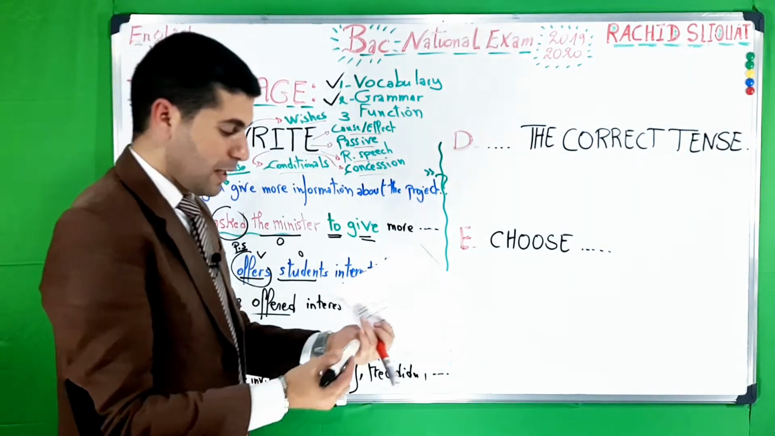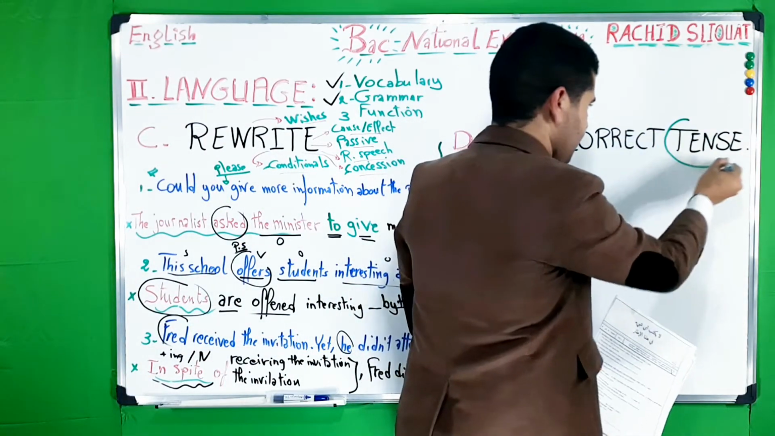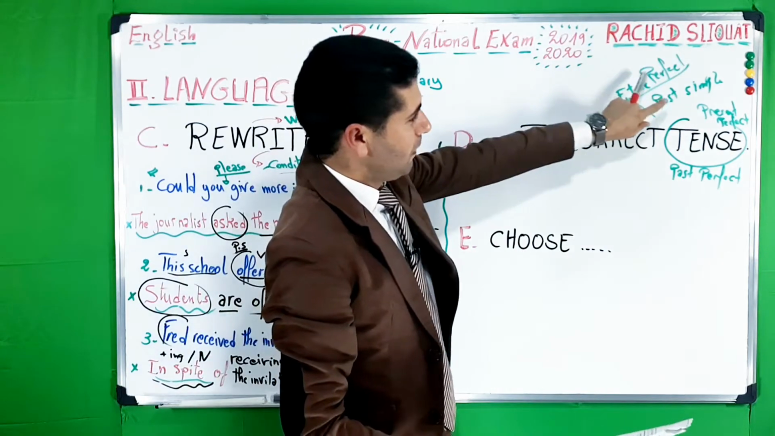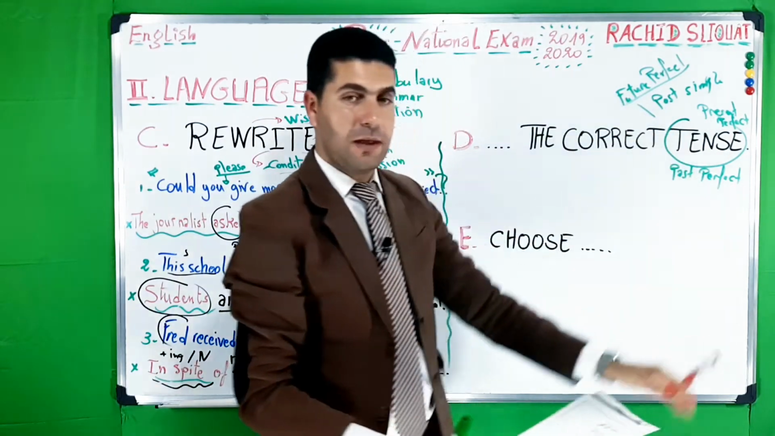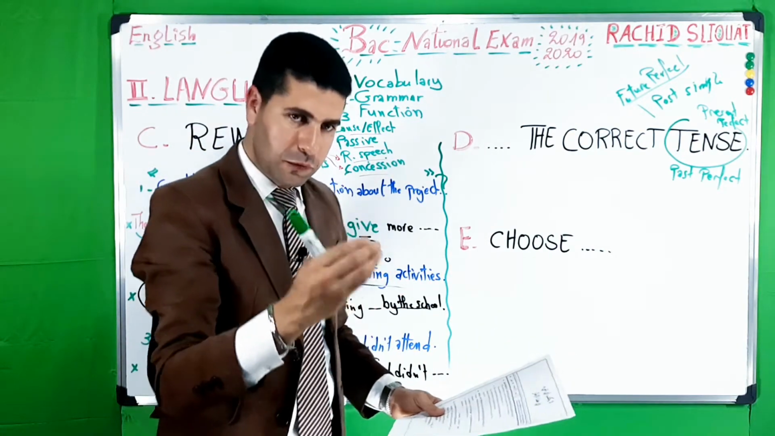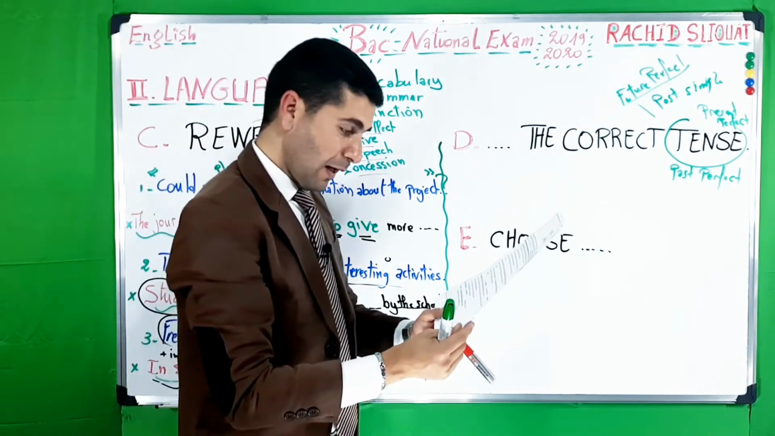Exercise D has to do with tenses, okay? The most common tenses for baccalaureate students are future perfect, past simple, present perfect, and past perfect. This is something that we have already studied and seen. I'm going to give you techniques to do this exercise very simply.